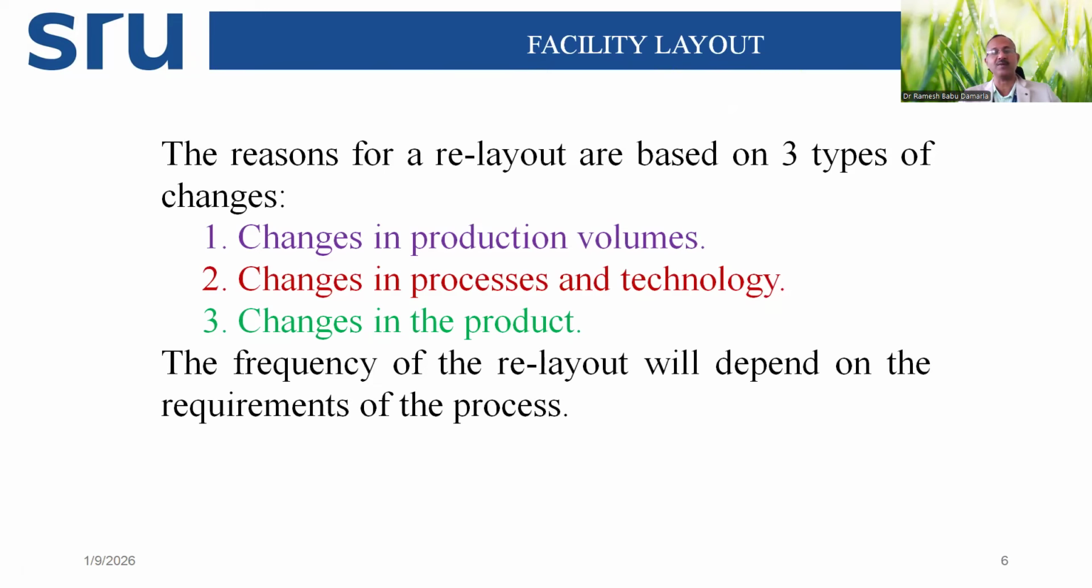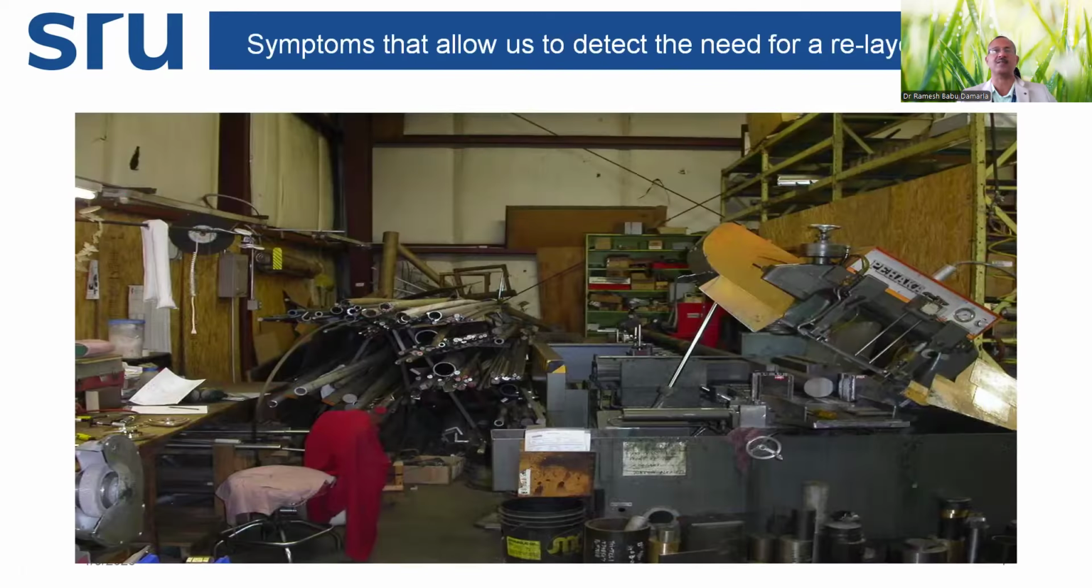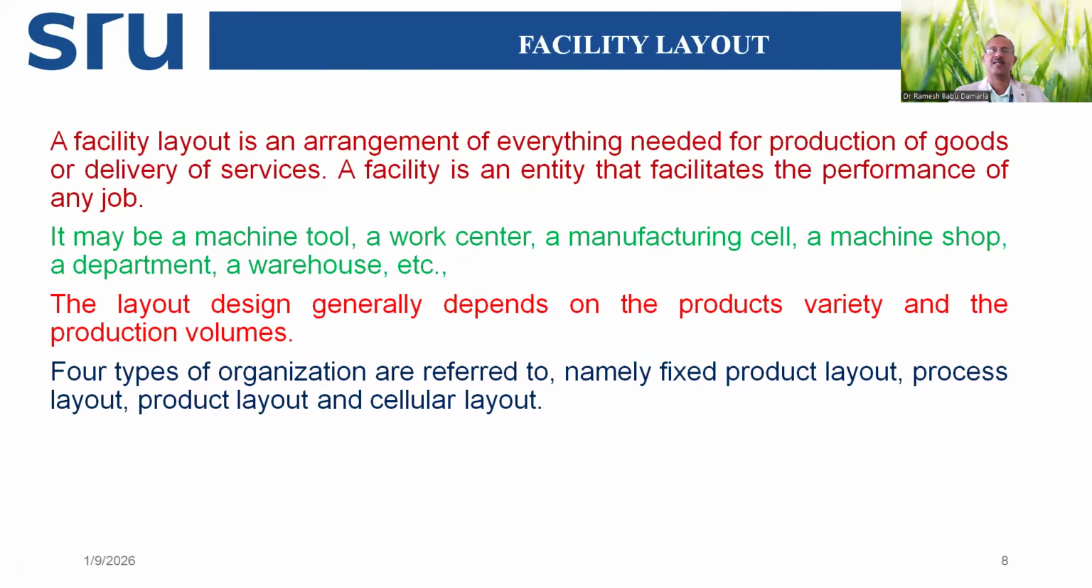So the frequency of the re-layout will depend on the requirements of the process. We can see here an image which has some machines, very difficult to identify. There are raw materials. On the left side, you can see there are tools in the cupboard, but this place is not properly designed. This itself is an indicator that the layout of the shop floor must be redone. So these are the symptoms to do a re-layout. Now let us see the basic facility layout definitions.